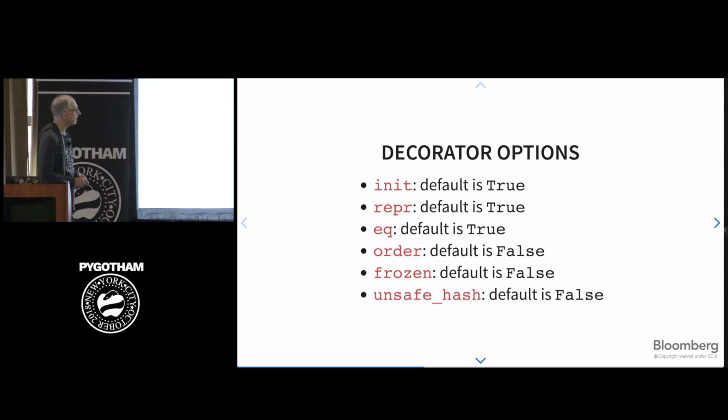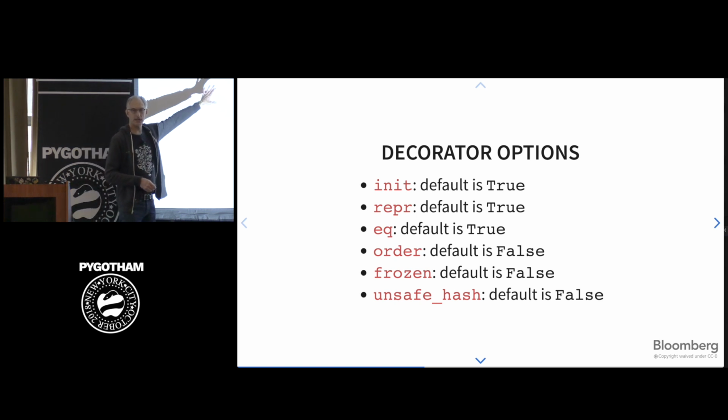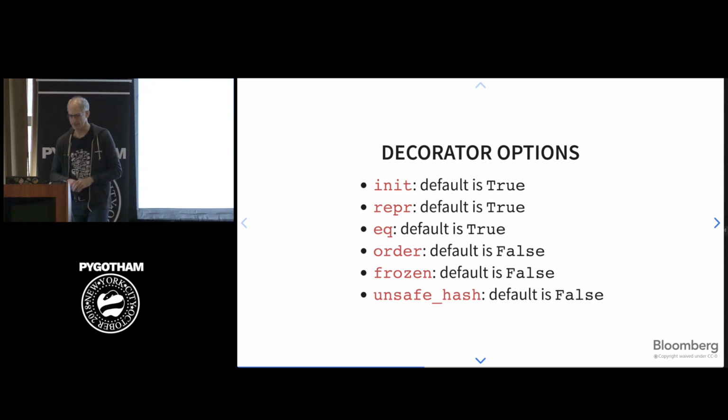The decorator itself actually takes 6 arguments. There's the 3 that we've already seen, init, repr, and eq. It also has order, frozen, and unsafe_hash, and we're going to touch on these in just a second.